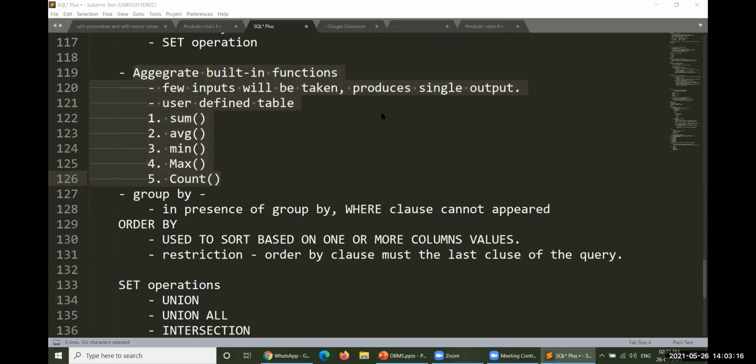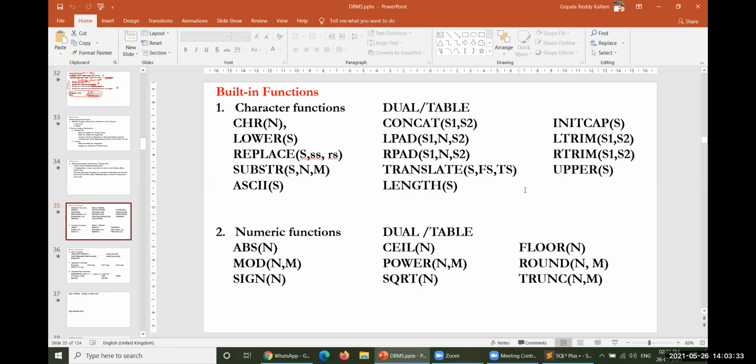Today, we'd like to concentrate on the remaining built-in functions, and if possible, we'll go for subqueries also. Explanation will be given for subqueries too. So let us take the built-in functions.